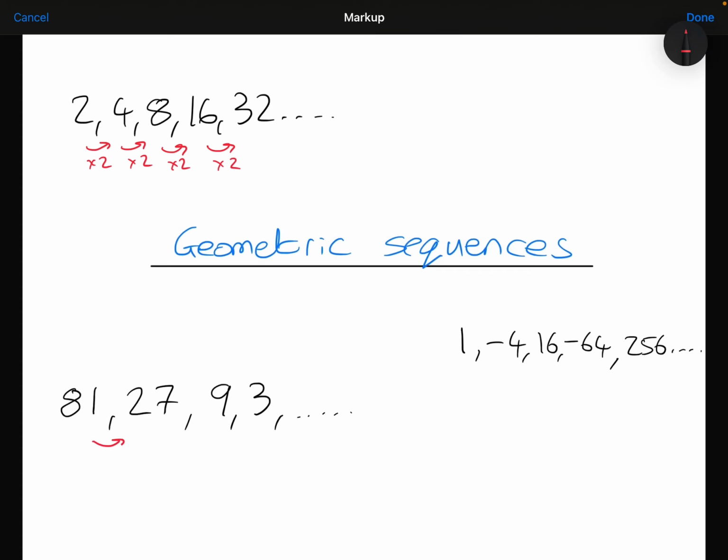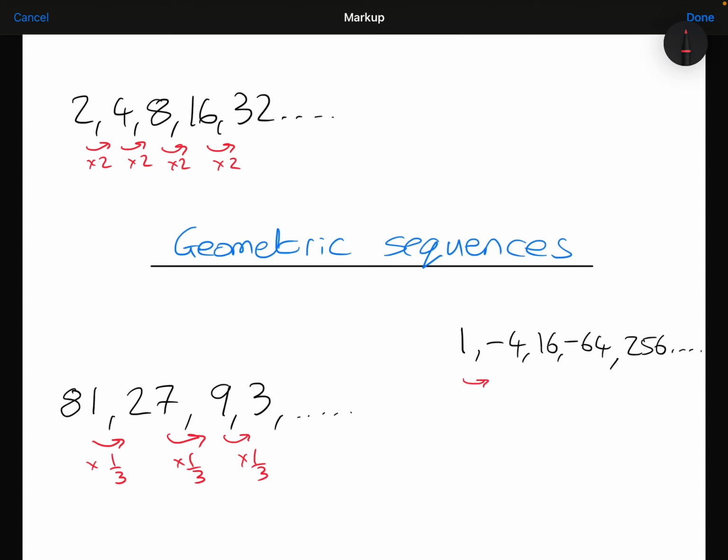The next sequence here, our common ratio is 1/3. We are multiplying by 1/3. 81 times 1/3 is 27. 27 times 1/3 is 9. 9 times 1/3 is 3, and so on. The common ratio is 1/3.